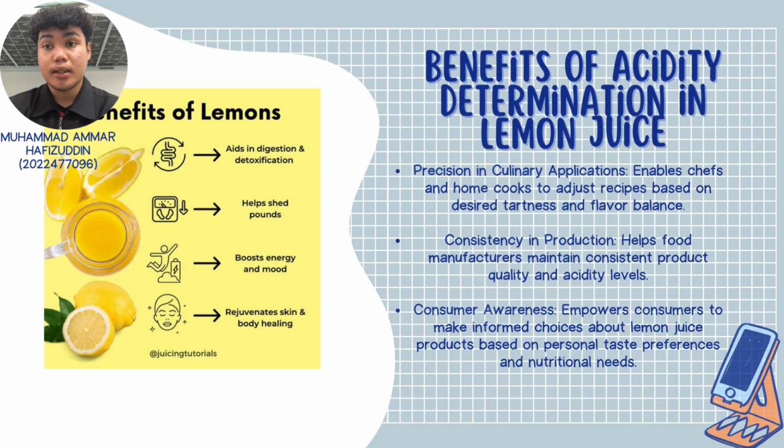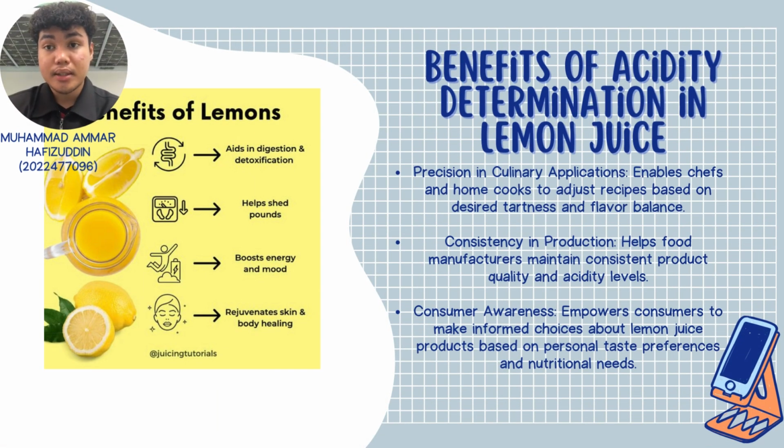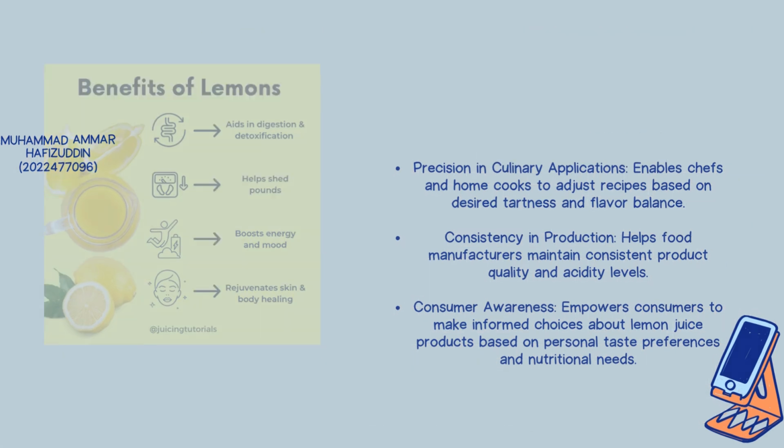Benefit of acidity determination in lemon juice. Precision in culinary application: enables chefs and home cooks to adjust recipes based on desired tartness and flavor balance. Consistency in production: helps food manufacturers maintain consistent product quality and acidity levels. Consumer awareness: empowers consumers to make informed choices about lemon juice products based on personal taste, preference, and nutrition.